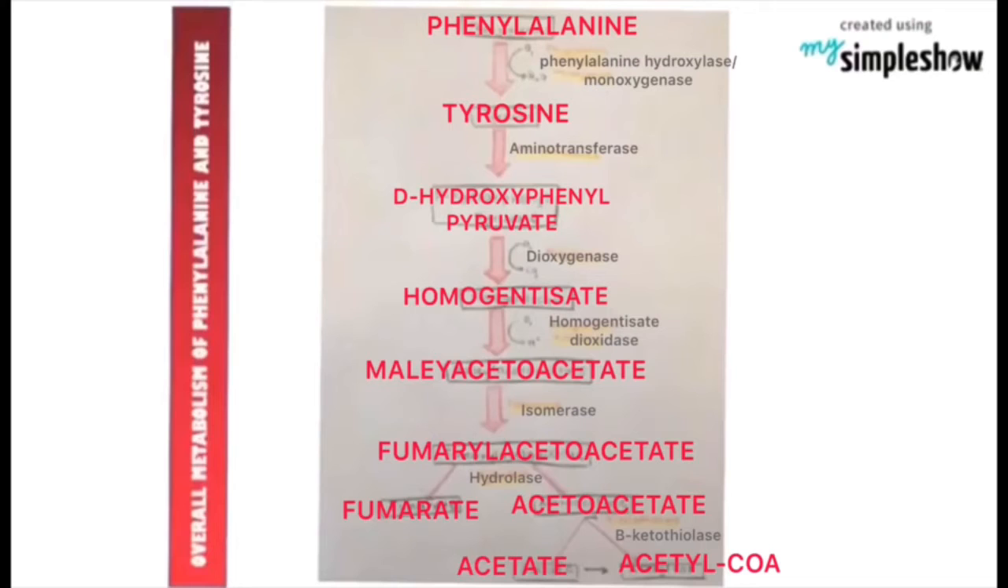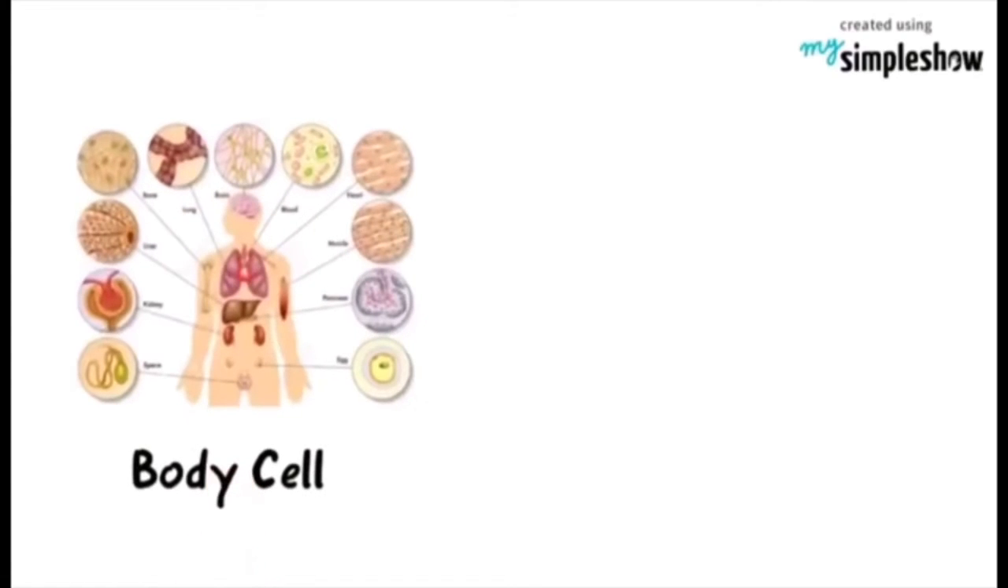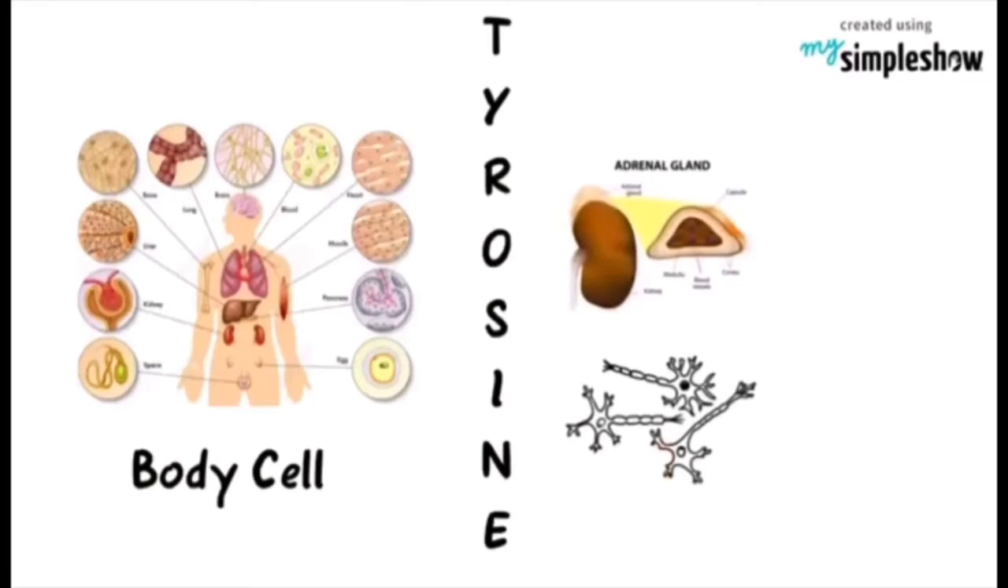Overall metabolism of phenylalanine and tyrosine. Other compounds in the body cell can also be synthesized from tyrosine. For example, in neurons and the adrenal medulla, tyrosine helps to synthesize neurotransmitters and hormones.